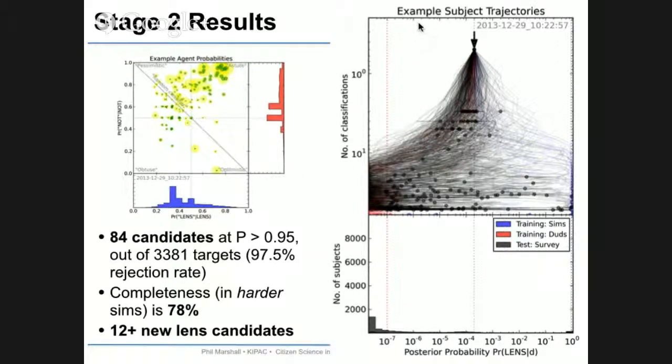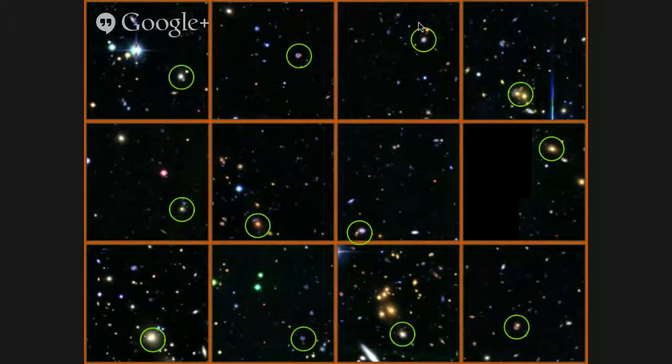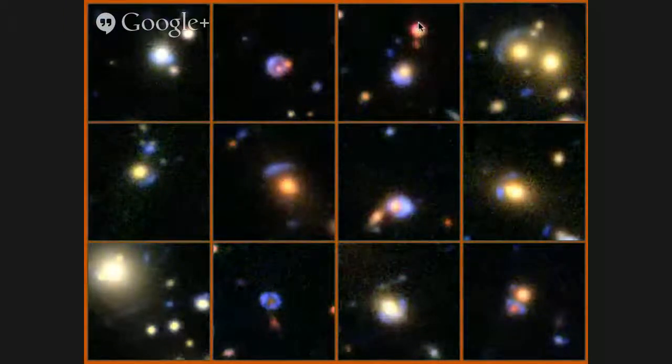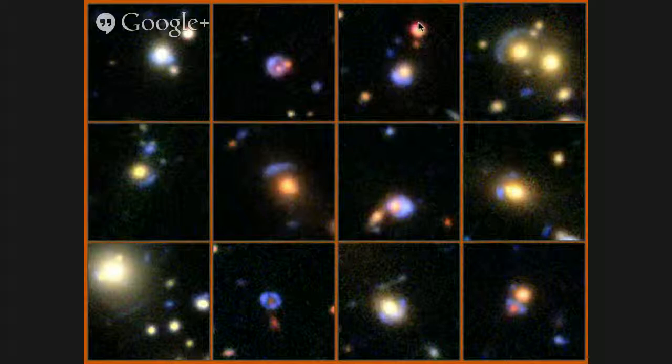And we find at least 12 new lens candidates, which are here. So these are the views that the volunteers saw on the website, and I put rings around them to help you out and to zoom in to help you out even more. So, new gravitational lenses found by crowd assistance. Very exciting.